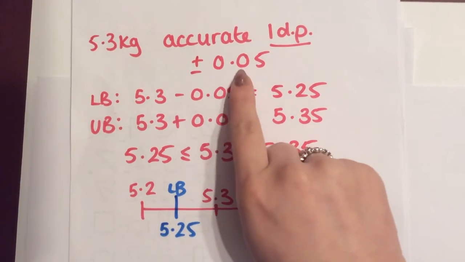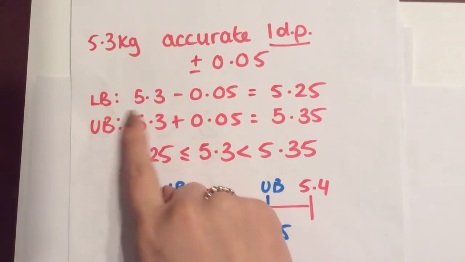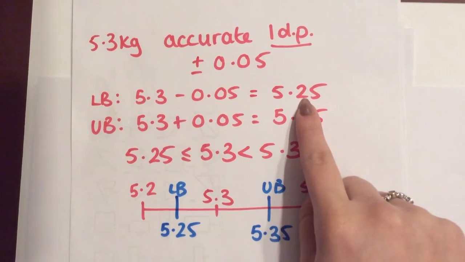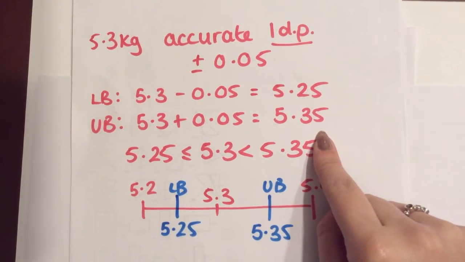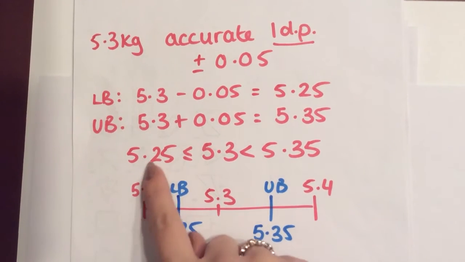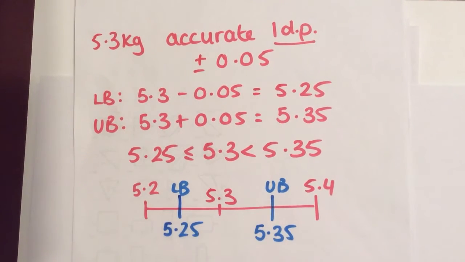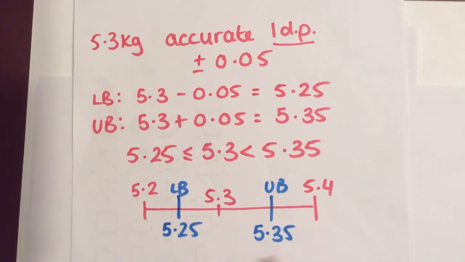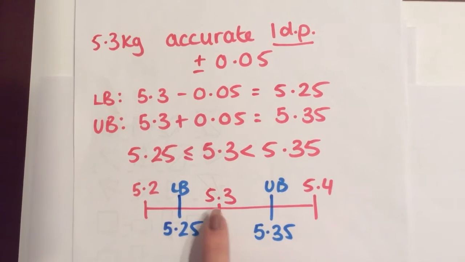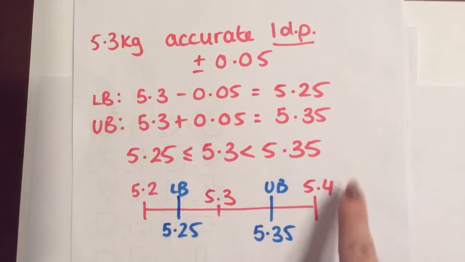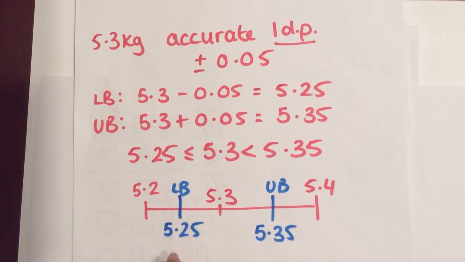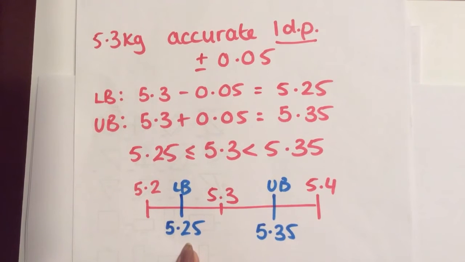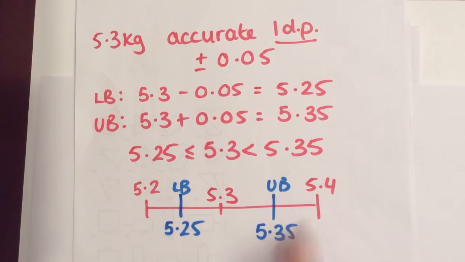So we can plus or minus 0.05. For the lower bound, take that away from 5.3 to get 5.25, and add it on to 5.3 to get 5.35 as our upper bound. Again, this can be written as an inequality seen here, or you can write it on a little diagram. So you've got 5.3 in between 5.2 and 5.4. However, halfway between 5.2 and 5.3 lies our lower bound, which is 5.25. Halfway between 5.3 and 5.4 lies our upper bound, which is 5.35.